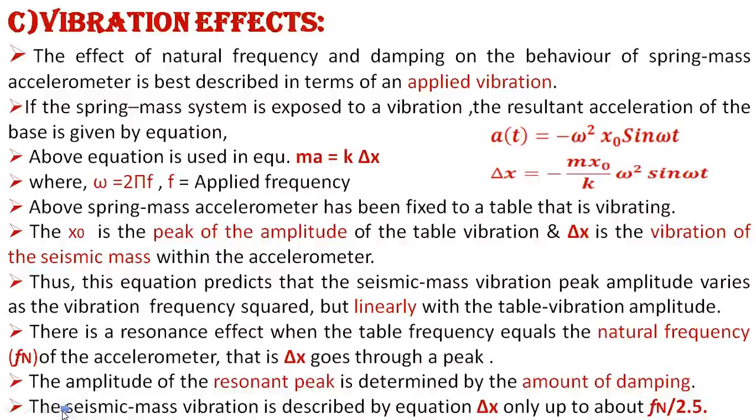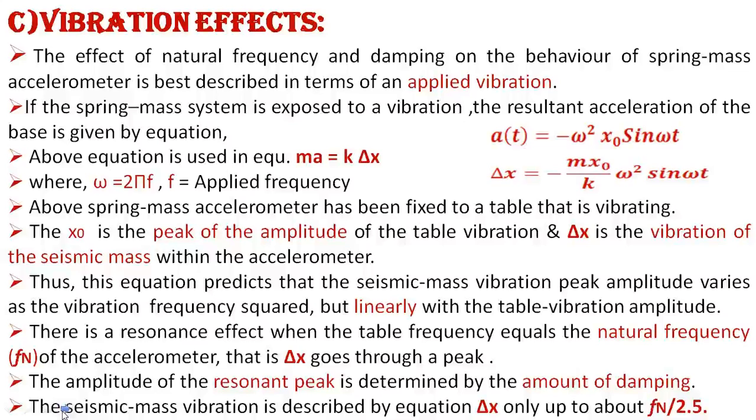So where ω is equal to 2πf, f is the applied frequency, Δx = −(m x0/k) ω² sin ωt. The above spring-mass accelerometer has been fixed to a table that is vibrating. The x0 is the peak amplitude of the table vibration, and Δx is the vibration of the seismic mass within the accelerometer.